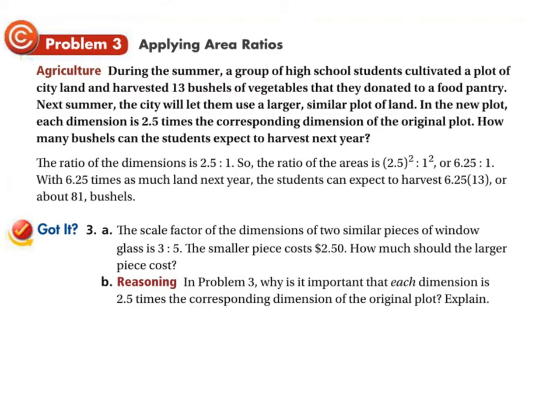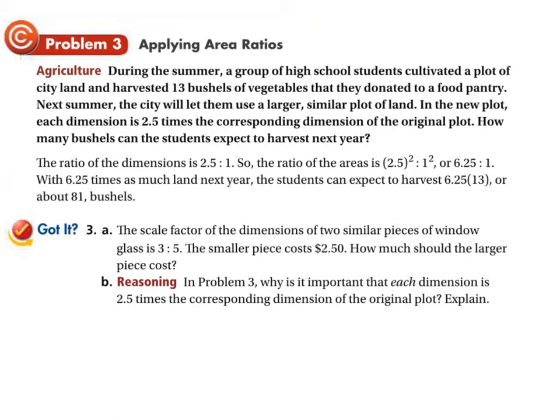The scale factor of the dimensions of two similar pieces of window glass is 3 to 5. The length of one side to the length of the other side is 3 to 5. Okay, we're now talking about areas because window glass is a two-dimensional flat surface. So if that is their scale factor, we're going to need to come up with the area ratio, because the smaller piece costs 250. How much did the larger piece cost?